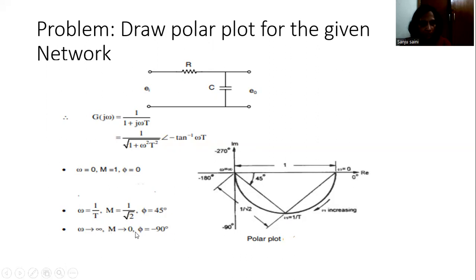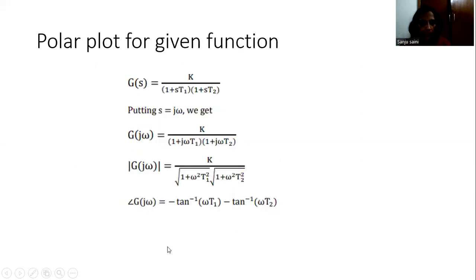And when ω equal to infinity, M is equal to 0, phi is equal to minus 90 degrees. So this is this point. So we have got 3 points. This is the first phasor, this is the second phasor, and the third is simply a point. When we join the tips of these phasors, we get the polar plot, which is a semicircle represented like this. At this point, ω equal to 0, at this point, ω equal to infinity, and at this point, ω is equal to 1 by T.